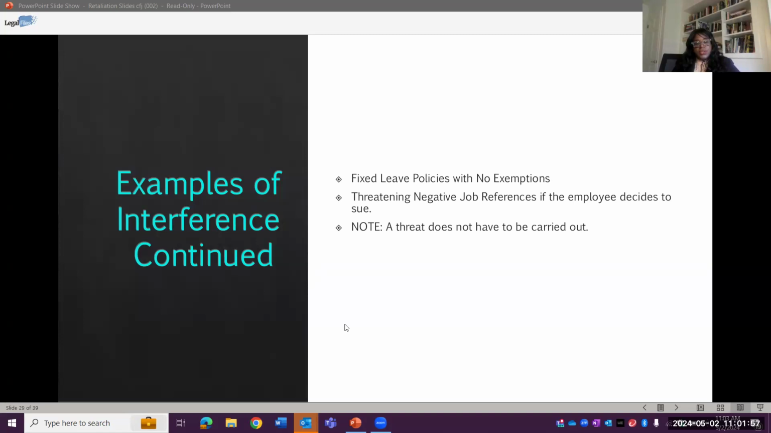In the EEOC's view, it only prohibits conduct that is reasonably likely to interfere with the exercise or enjoyment of ADA rights. Also, like retaliation, a threat does not have to be carried out to be unlawful. So you can make the threat and then the employer doesn't have to carry it out, but it still could be a problem for that employer.